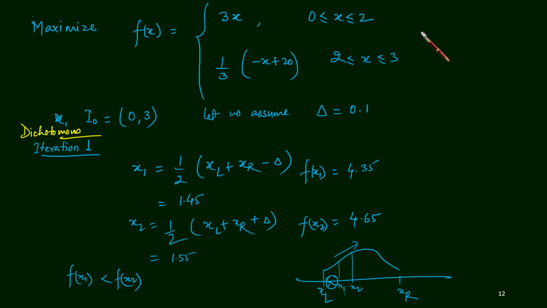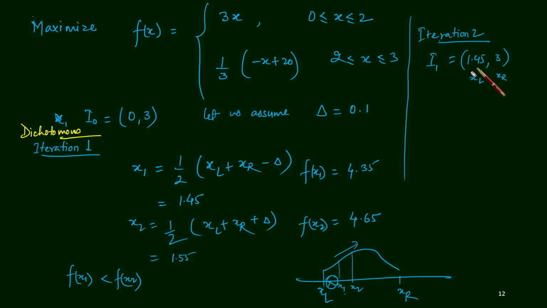So iteration 2, here you will get I1. So how much will I1 be? I1 we will get from x1. So what is x1? 1.45, and xr is 3 only. Okay, so now we have got this as xl and this as xr. Put this and find out.